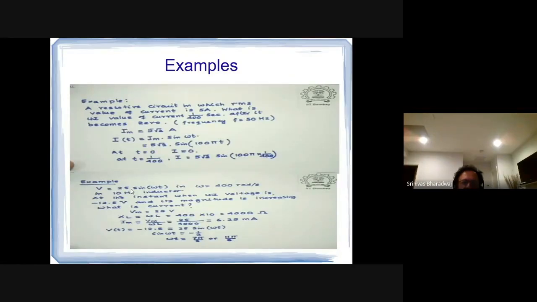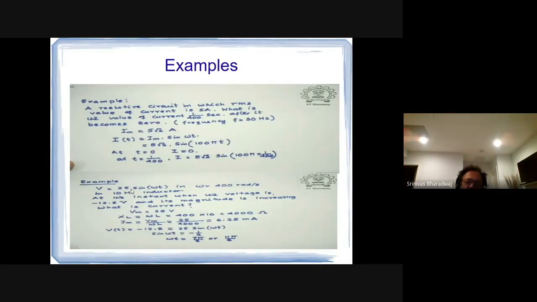Now, resistive circuit, let's quickly go over the example. A resistive circuit in which the RMS value of current is 5 amps. What is the value of the current 1/400 seconds after it becomes 0? Now the frequency is 50 hertz. So 50 hertz means it changes 50 times a second.